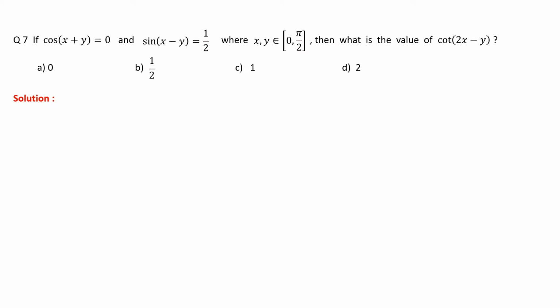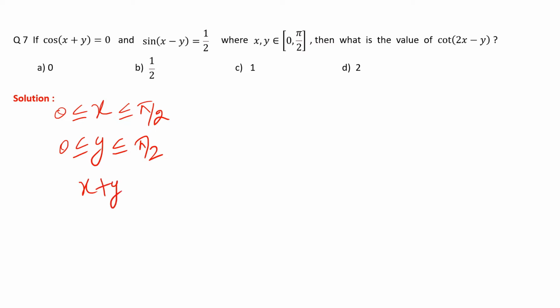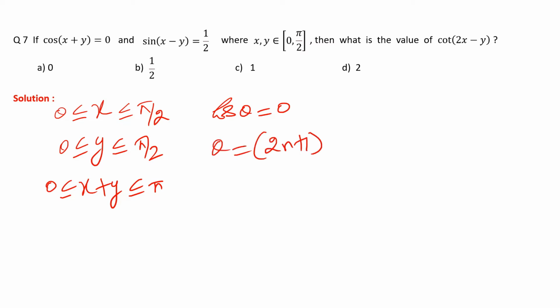Now to solve this question, let's start with the given information: x lies in closed 0 to pi by 2, and y also lies in closed 0 to pi by 2. If I add both of these inequalities, I will get x plus y lying in closed 0 to pi. Now we know that if cos theta is equal to 0, then theta must be (2n plus 1) into pi by 2, where n is any integer, or we can say theta must be an odd multiple of pi by 2.